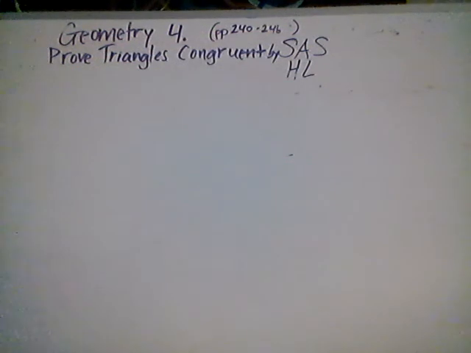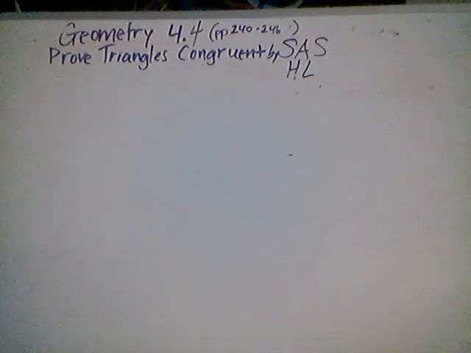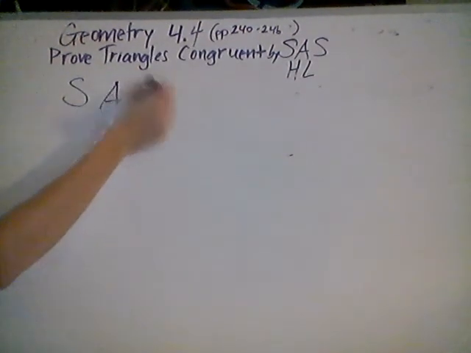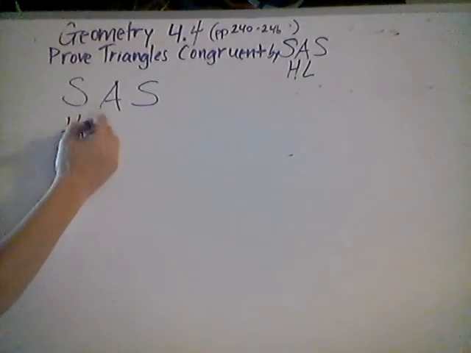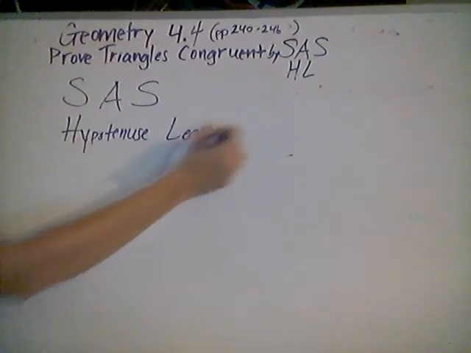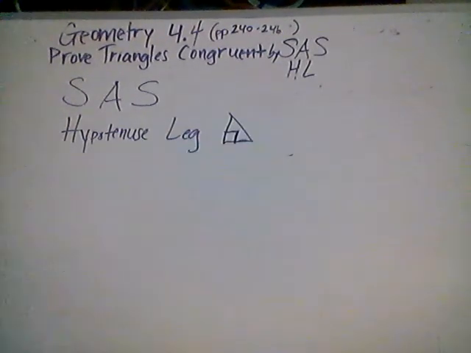Okay, so now we are moving on to Geometry 4.4, pages 240 through 246. We are continuing to look at congruent triangles, but this time our congruent triangles are going to be congruent because they have a side, an included angle, and a side that are congruent, or they have a hypotenuse and a leg that are congruent on a right triangle. It has to be a right triangle.